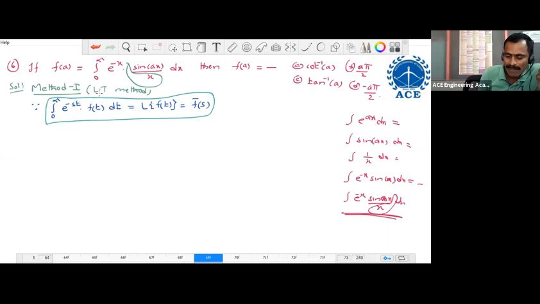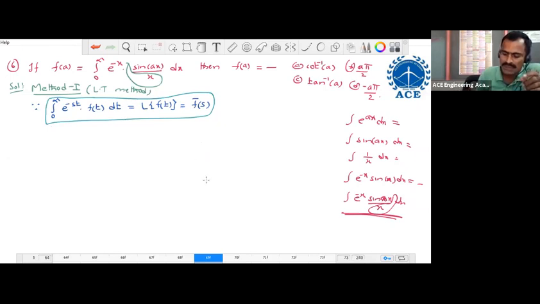Using the Laplace transform, we can also evaluate some improper integrals of the type 0 to infinity, when the Laplace transform of the function exists. For this type of integral, the Laplace transform of f of t is possible, and we can get the value of such integrals.